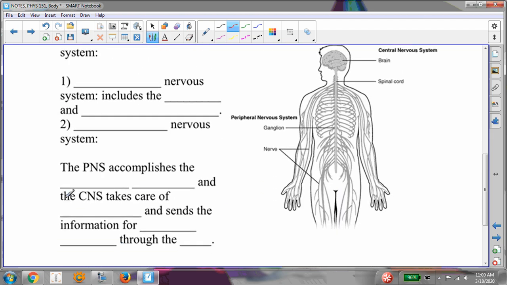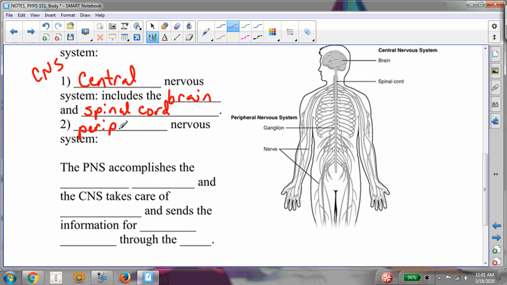The two main parts of the system include the central nervous system. This is that CNS, and that includes the brain and the spinal cord primarily. And the peripheral nervous system. That's the PNS. And the PNS accomplishes the sensory input.